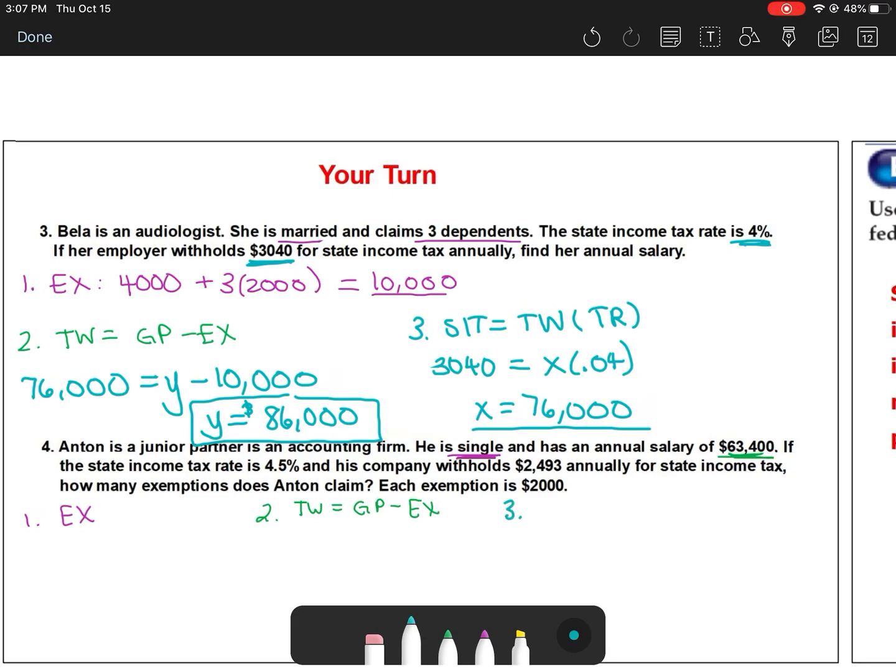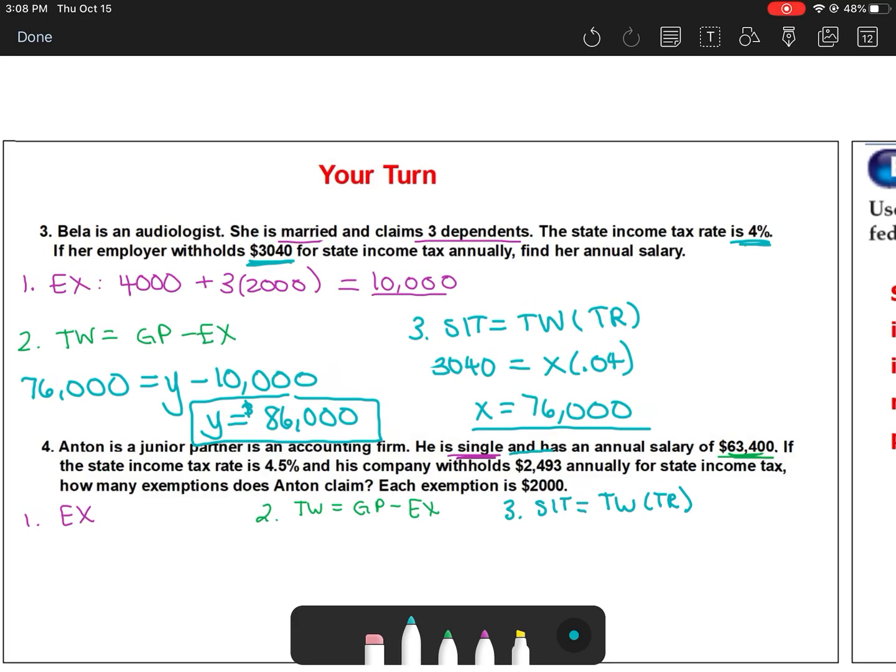Let's see if we can answer the third part, because sometimes we just work our way backwards. So remember, the third, your state income tax is equal to your taxable wage times your tax rate. So let's see if we know any of this. Because if not, then we can't answer it. But if we do know at least 2 of them, we can answer and work back.